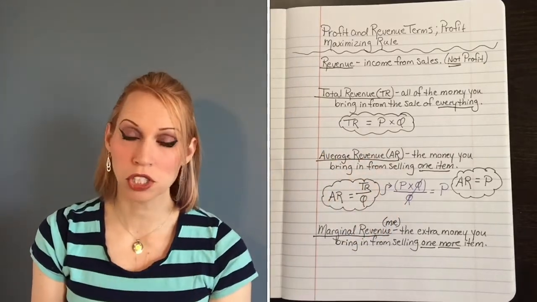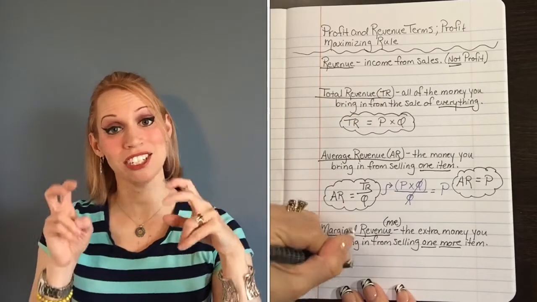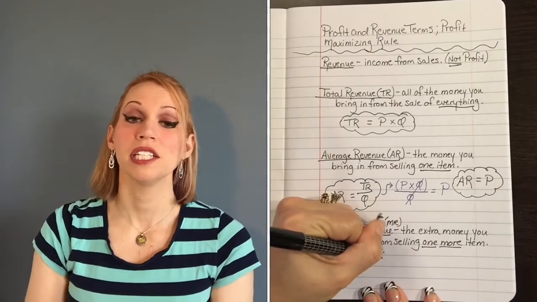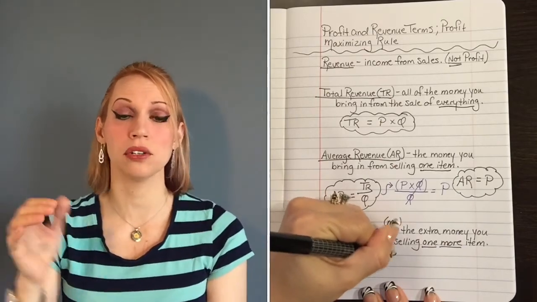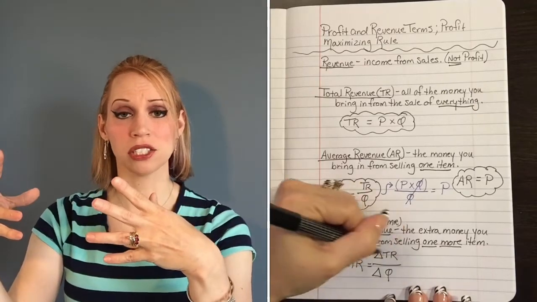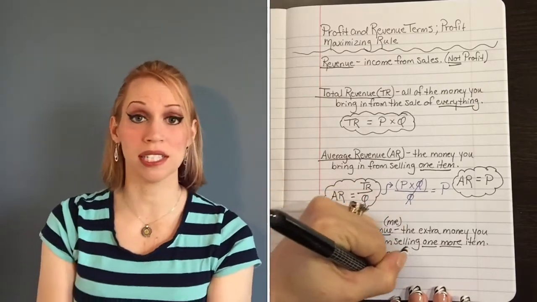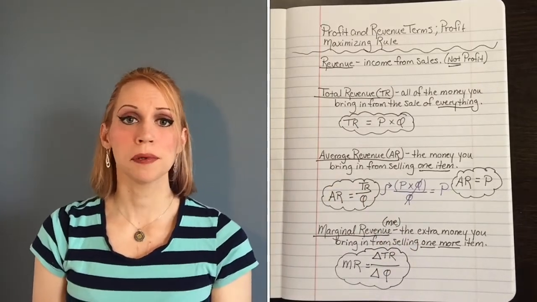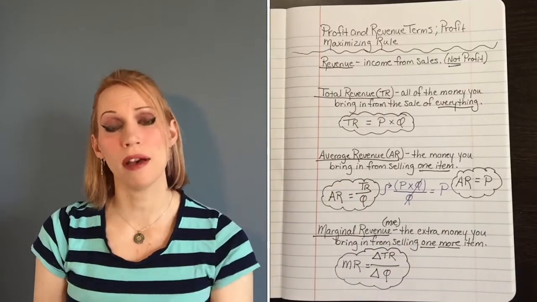So remember, marginals are always going to have the change in, or the deltas, in their equations. So marginal revenue is just the change in total revenue over the change in quantity. How does our total revenue change whenever we change our quantity and sell one more item? So based on the patterns we've already learned, it's pretty easy to catch on to our revenue terms.